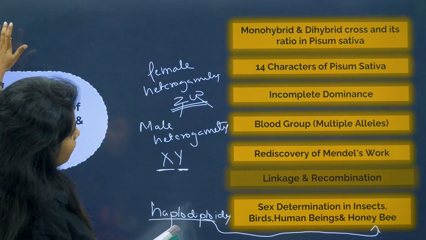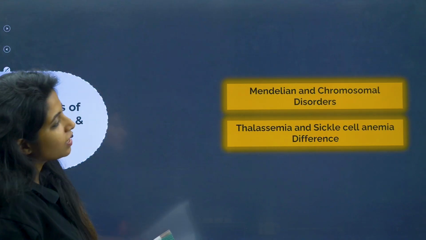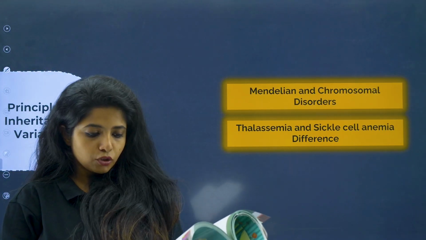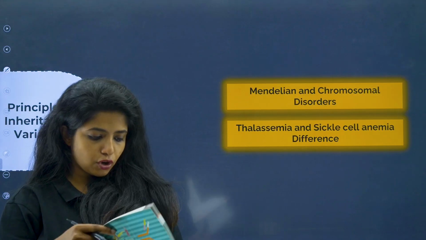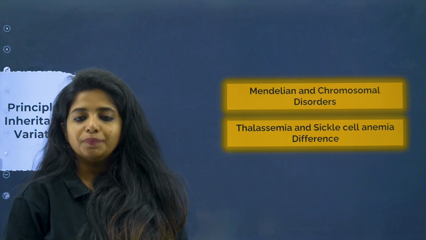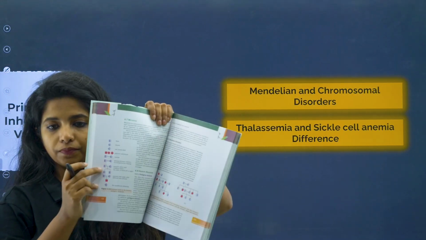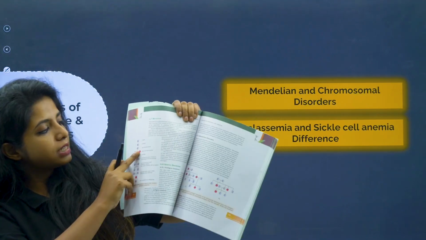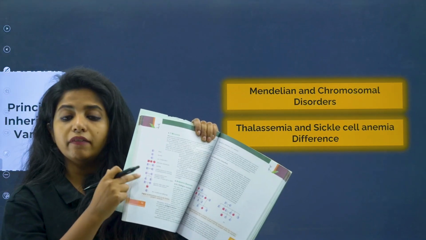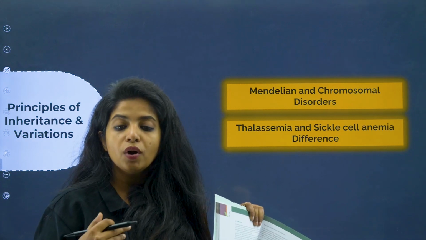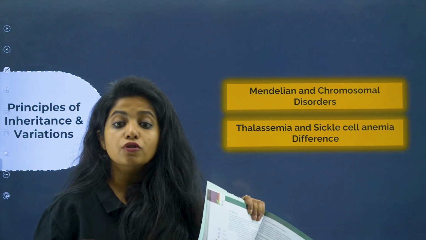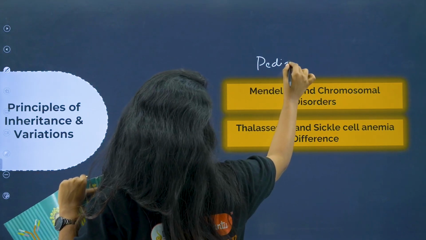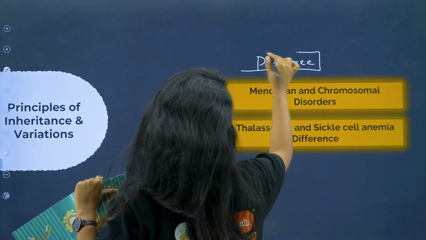Now we have Mendelian and chromosomal disorders, my dear little children. If we talk about Mendelian and chromosomal disorders, you see this image on page number 72, where they have given boxes, circles and stuff like that. They will be giving you such boxes and asking what it indicates. So you should be knowing a little about pedigree. That thing I missed somehow.